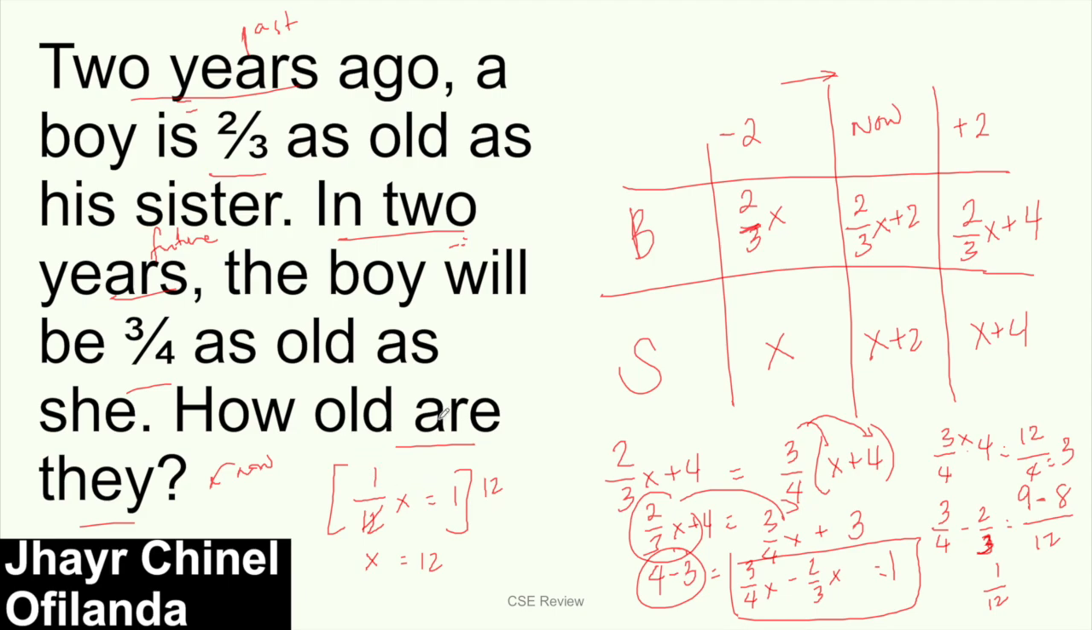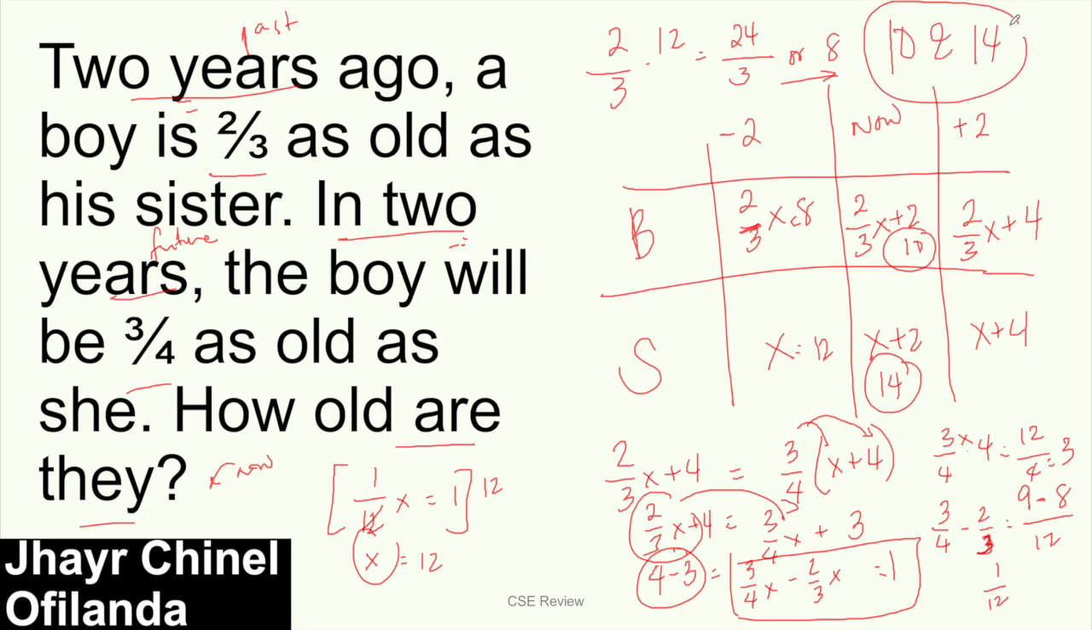Ibig sabihin nun, yung sister, which is your x dito sa ating table, ay 12 years old 2 years ago. So, ngayon, which is hinahanap, how old are they? Which is now, siya ay 14 years old na. Si boy naman, 2/3 x daw yung edad niya 2 years ago. So, ano ba ang 2/3 x? 2 over 3 times 12 lang. Okay? That is going to give you 24 over 3 or 8. So, 8 years old naman si boy 2 years ago. So, ngayon, 10 years old na siya. So, the answer, tamang sagot ay 10 and 14 years old na sila.